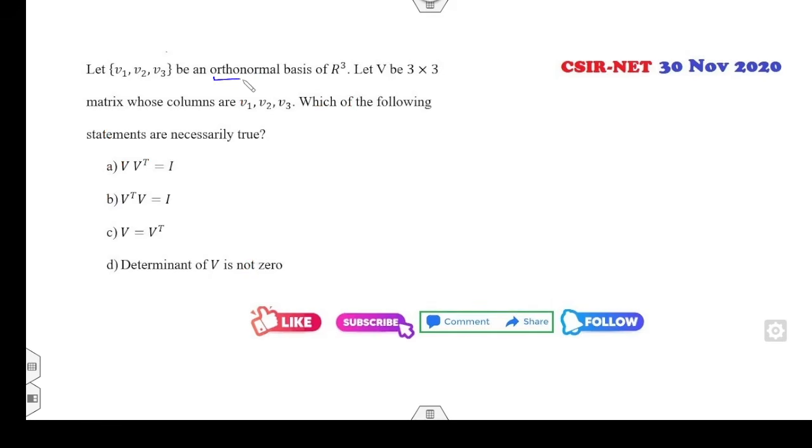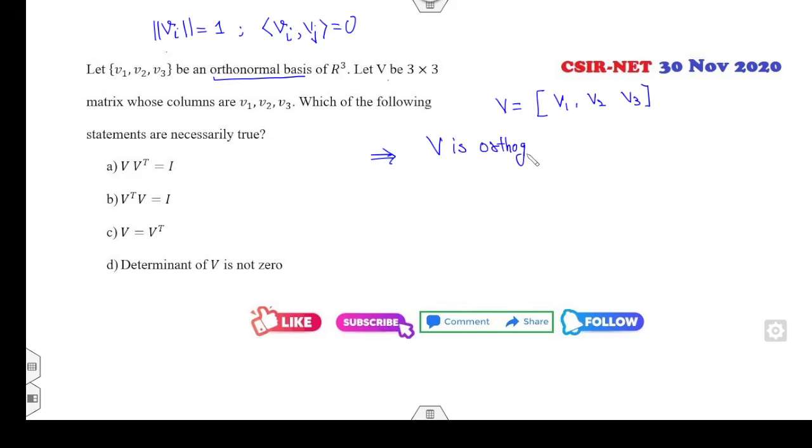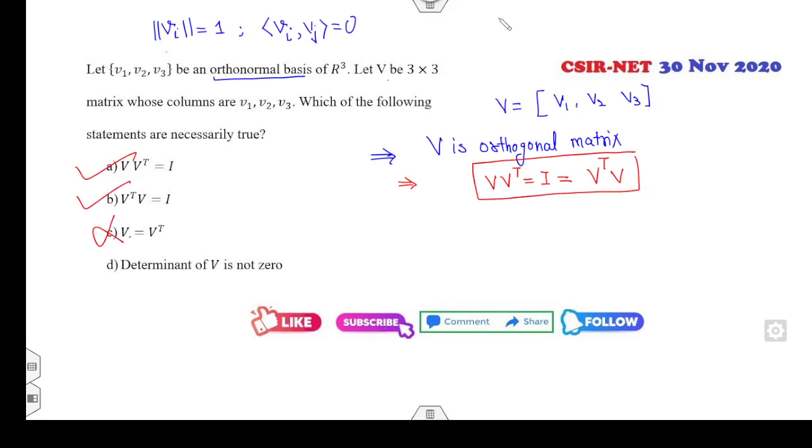V1, V2, V3 are an orthonormal basis. Again, the norm of each Vi is 1 and Vi dot Vj is 0. V is the matrix whose columns are V1, V2 and V3. What does it imply? V is an orthogonal matrix. Fine. Once V is an orthogonal matrix, that means V into V transpose is identity as well as V transpose into V. So first option correct, second option correct, third option wrong.